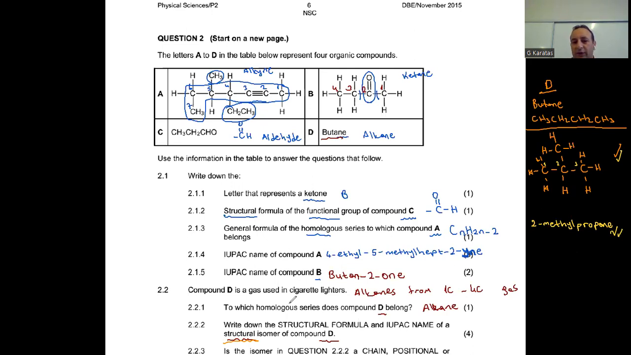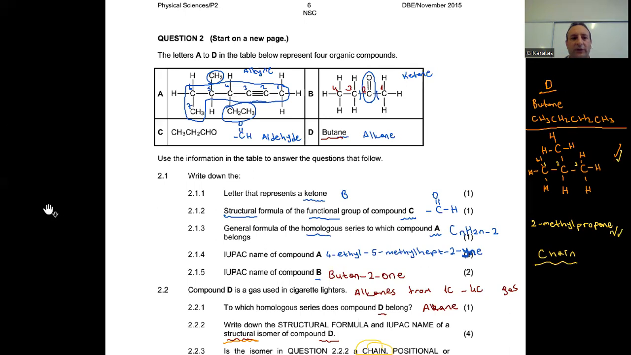And the next question is whether the isomer in question 2.2.2 is a chain isomer, positional isomer, or functional isomer. Here, as we obtained a branched chain from the straight chain, we call it a chain isomer. So it is a chain isomer. All right.